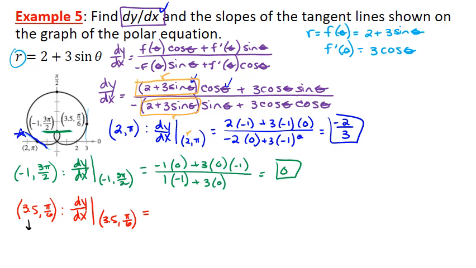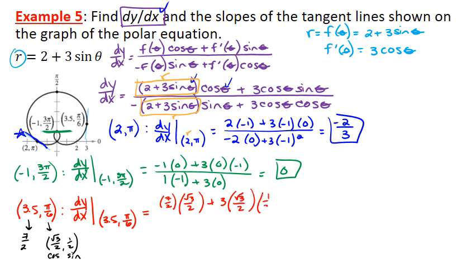here 3.5 is the same thing as 7/2, and I want to remind you that the ordered pair that corresponds to pi over 6 is √3 over 2, 1/2. The first value is cosine, the second value is sine. So that's where these values will be coming from. We have 7/2 times √3 over 2 plus 3 times √3 over 2 times 1/2, all over negative 7/2 times 1/2 plus 3 times √3 over 2 squared.